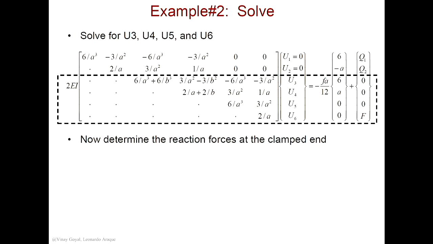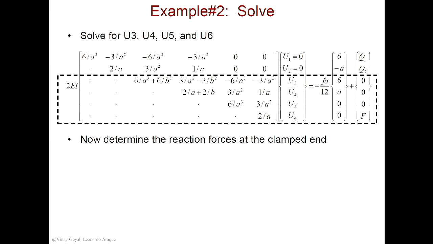You can just solve the bottom 4 equations, basically. 4 unknowns, 4 equations. Solve for these 4. Once you have it, plug it back in. Multiply the stiffness matrix by this column, and you will get the reaction forces Q1 and Q2. Any questions on that? Simple? Probably the simplest class so far, maybe.